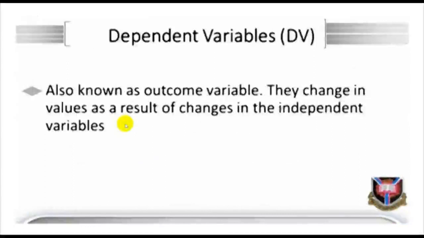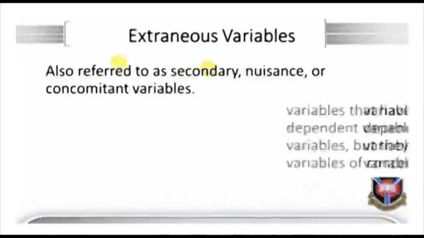2. Dependent variables, DV. Dependent variables change in values as a result of changes in the independent variables. It is the variables obtained on the dependent variables that constitute the data needed for statistical analysis in a research.